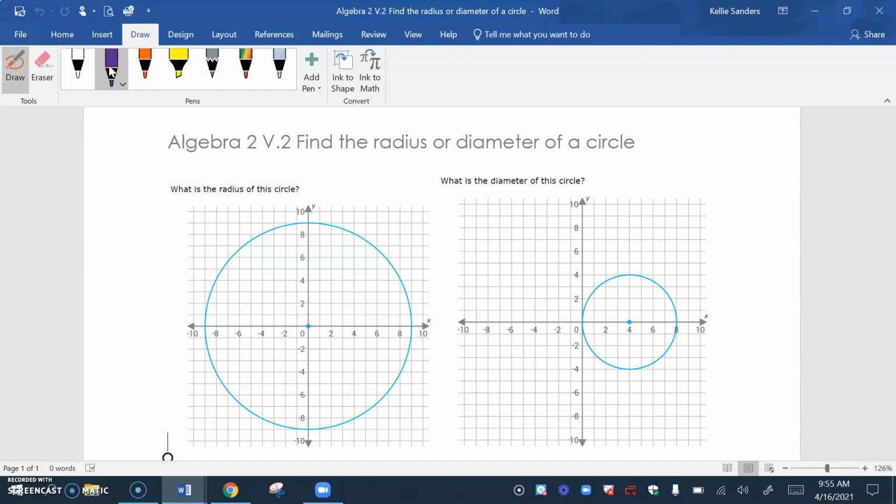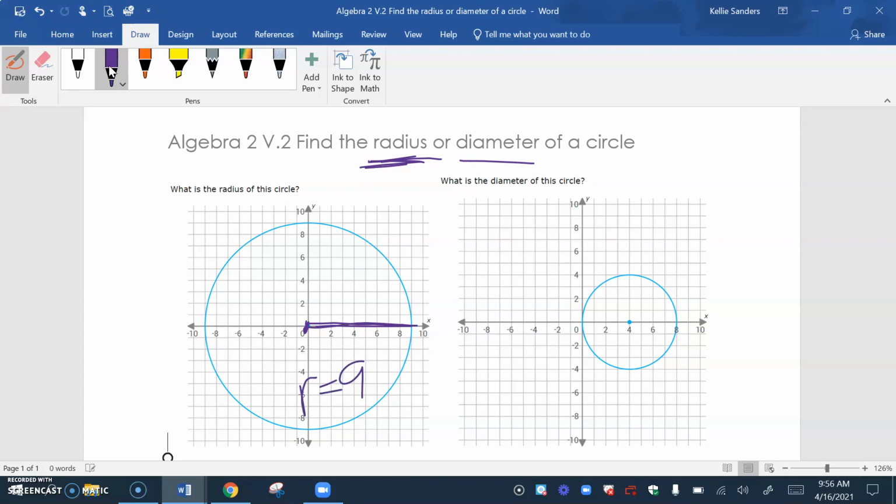V.2, find the radius or diameter of a circle. Now, by now, if you're a junior in high school, you should know what the radius of a circle is, or the diameter of a circle, but let's just pretend that you don't. So the radius, you start at the center and you go to the edge of the circle, and however long that is, that's the radius. So if we're going from 0 to 9, then the radius is 9.